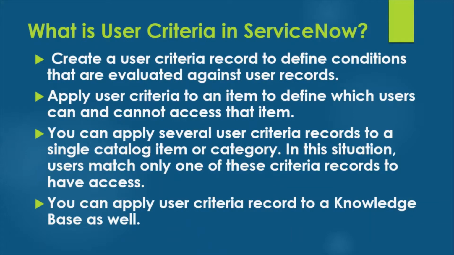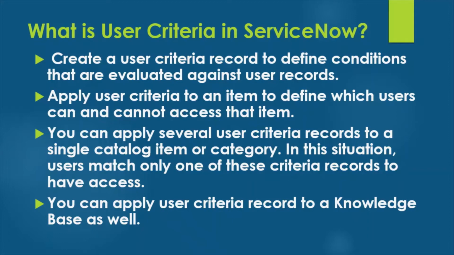So first I want to give you a brief about user criteria. You create a user criteria record to define conditions that are evaluated against the user record. Apply user criteria to an item to define which users can and cannot access the item. So we can create user criteria to limit user access for catalog items, and we can create user criteria for the knowledge base. Okay, so we can define which users can and cannot access.